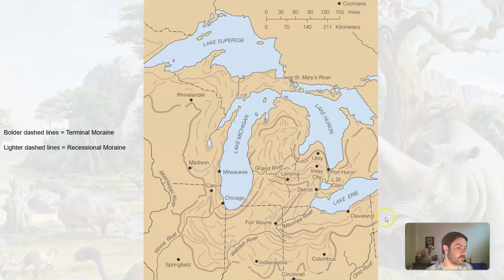shows these moraines. So this darker, bolder dashed line, that's a terminal moraine, the kind of end of a particular glaciation extent of the deposits, sediments deposited from a particular glacier. And then the lighter dashed ones are recessional moraines.